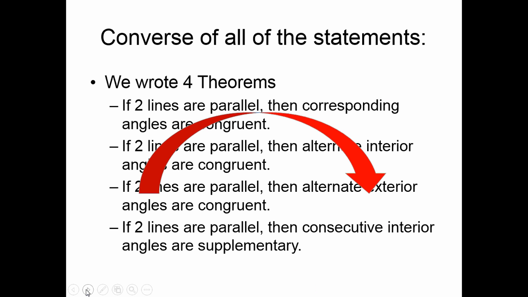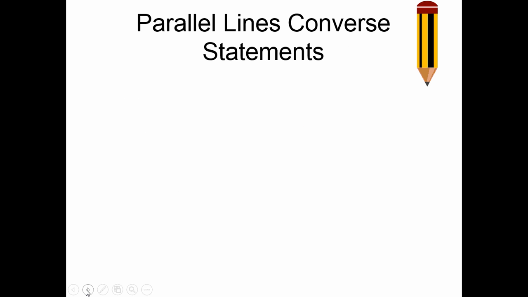So you already have all of these in our little foldable. We wrote these four theorems in there. If two lines are parallel, then corresponding angles are congruent. And now we're going to reverse each and every one of them to say if we have corresponding angles congruent, then the lines are parallel. So these are the converse statements that you need to get into your notes.